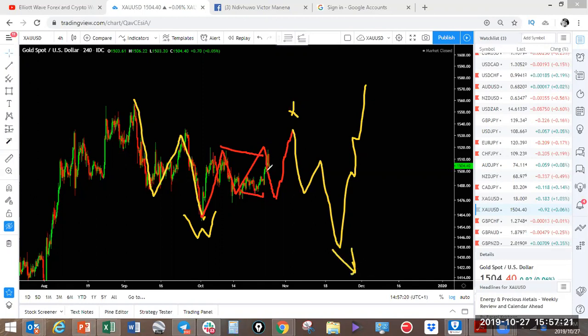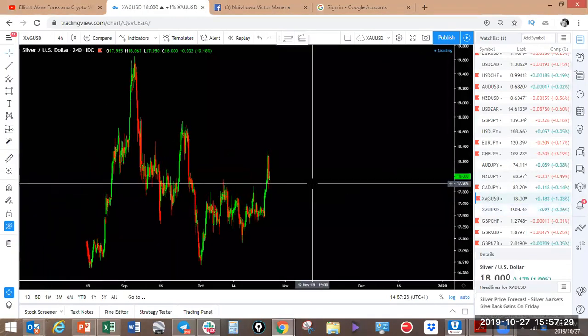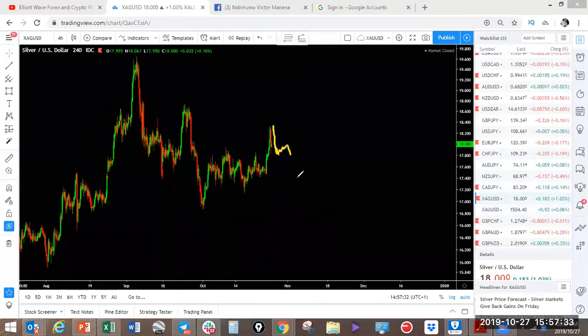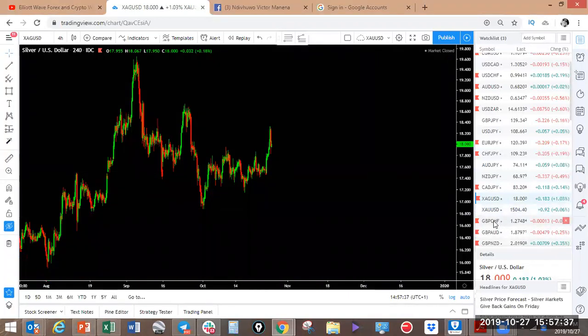Where are we now? With gold, we've made this pulsing move here. Expect correction for downside. Where are we with silver? We've made a pulsing move. Here's a pulsing move. Here's a pulsing move. Take it down. That is silver and gold.